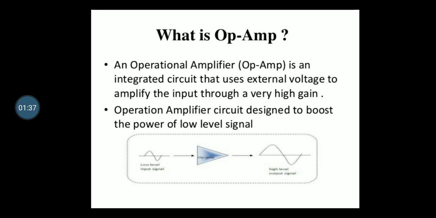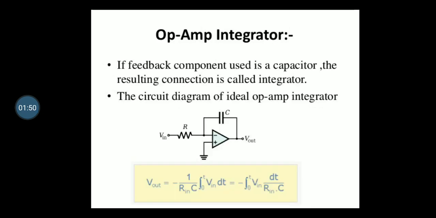then as a differentiator. An integrator circuit in which the output voltage waveform is the integral of the input voltage waveform is called an integrator. So in an op amp integrator, if the feedback component used is a capacitor, then the resulting connection is called an integrator. The circuit diagram of an ideal op amp integrator is shown here.